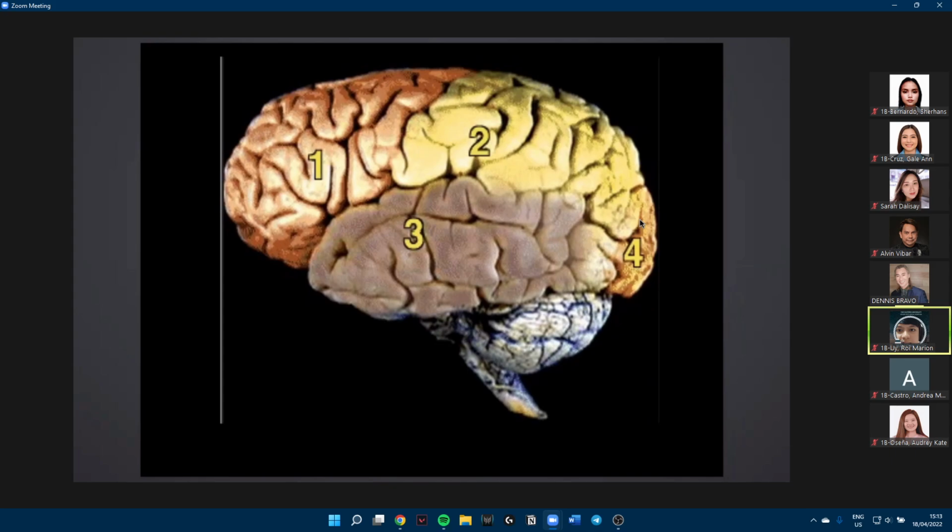What do we call that lobe? Anyone? Occipital. Okay, very good. And what separates the occipital lobe from the parietal lobe? Parieto-occipital fissure. Very good. Sulcus, parieto-occipital sulcus, right here.